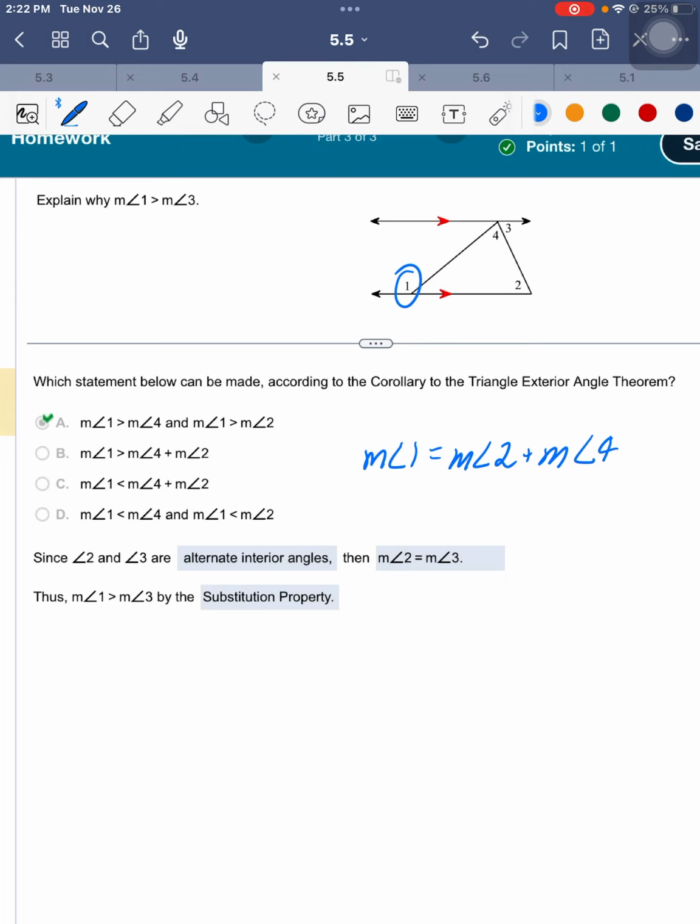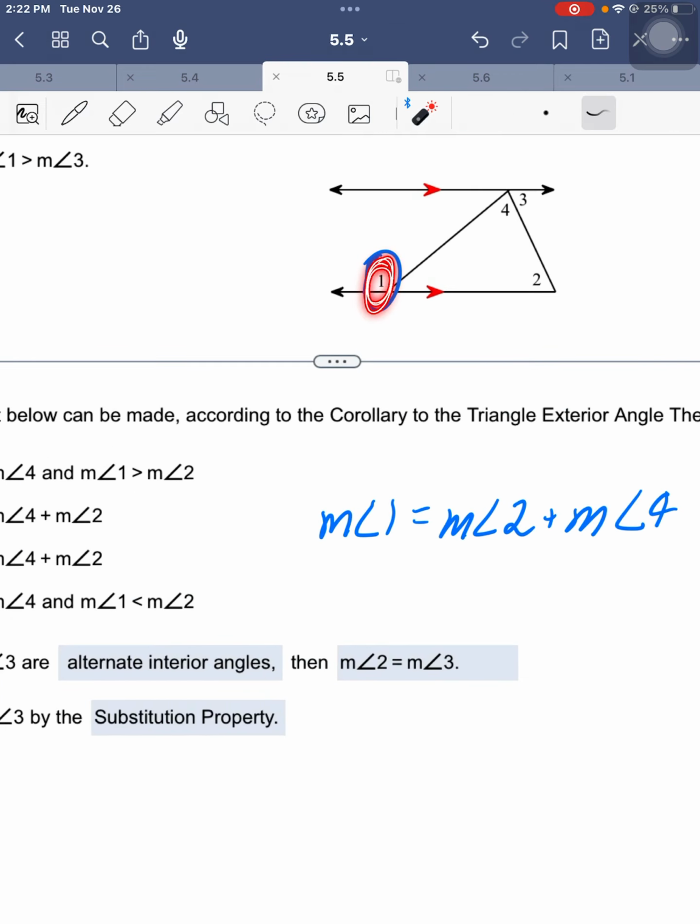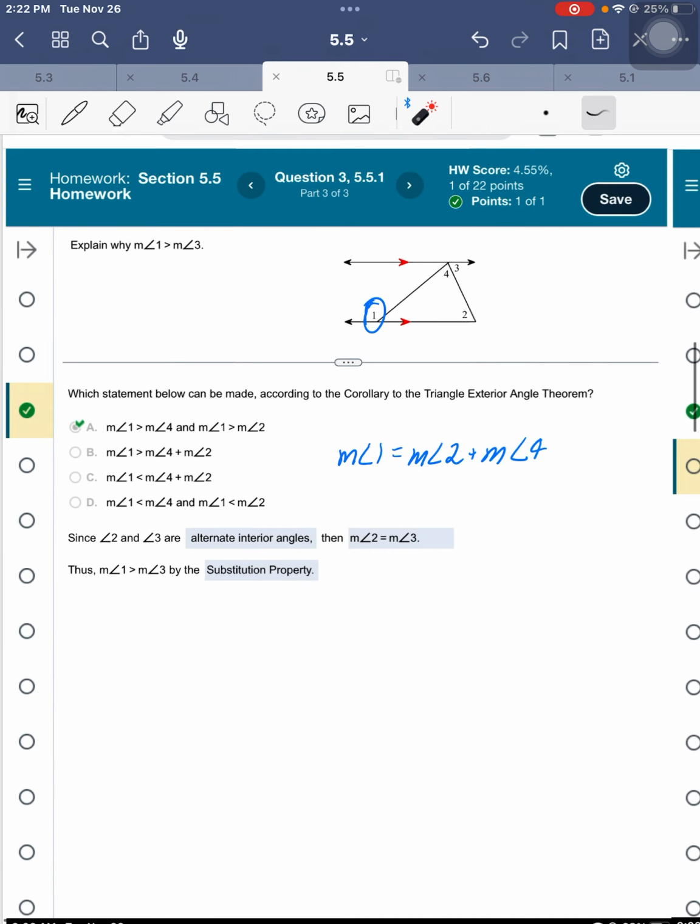So what the triangle exterior angle theorem really says is that the exterior angle is equal to the sum of the two non-adjacent interior angles of that triangle. So this angle is equal to the two non-adjacent ones. This is the adjacent one, so we don't want that one. That one we don't care about. The sum of these two.